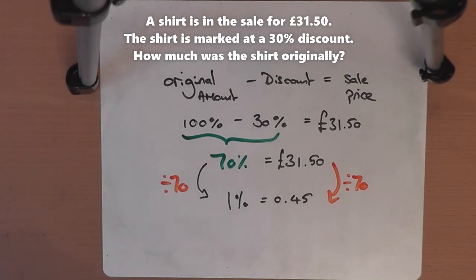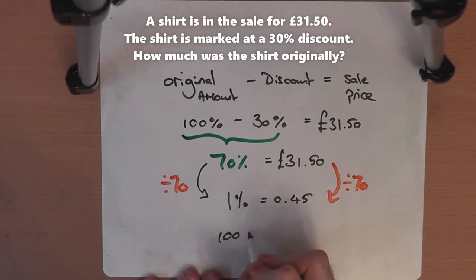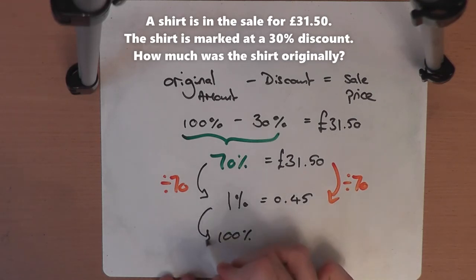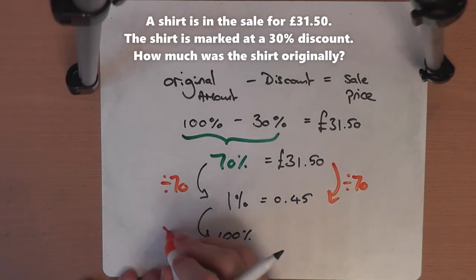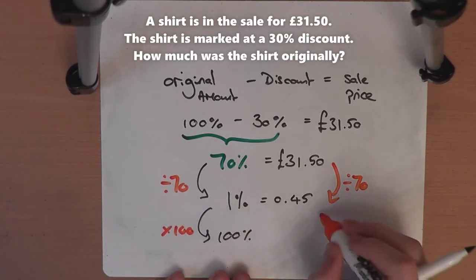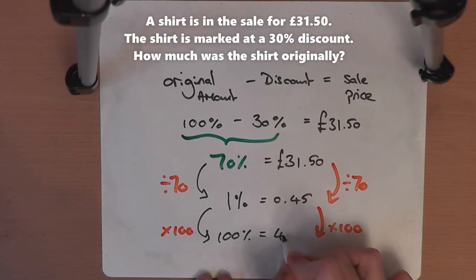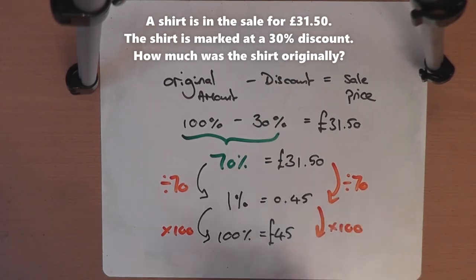Why is that useful? Because surely now we could scale back up to find 100%. How can we find 100% if we've got 1%? Well, how many 1% do we need to make 100%? Well, we just need 100. So we could times by 100 on both sides, and that would scale us back up. 45 pence, we times it by 100, we get 45 pounds. And 100%, i.e. the original amount, must have been 45 pounds.